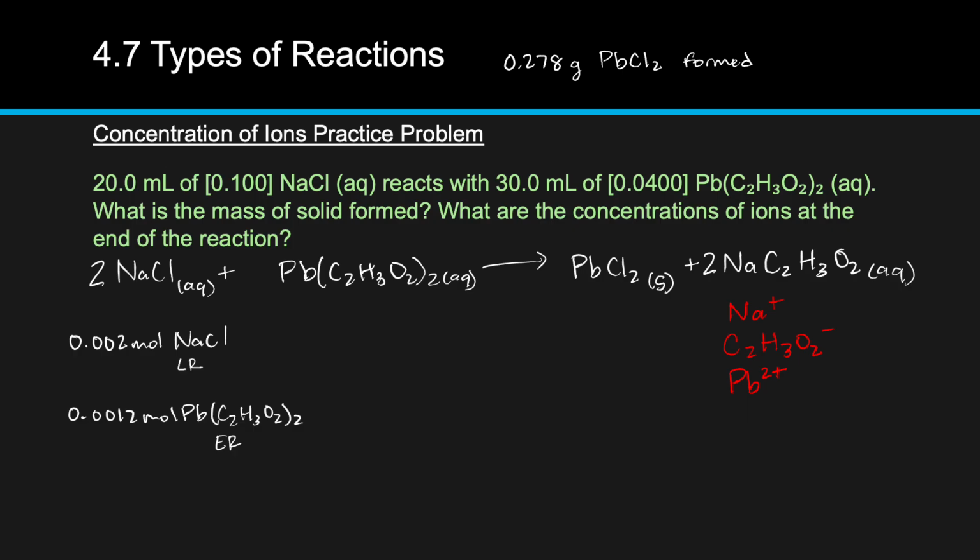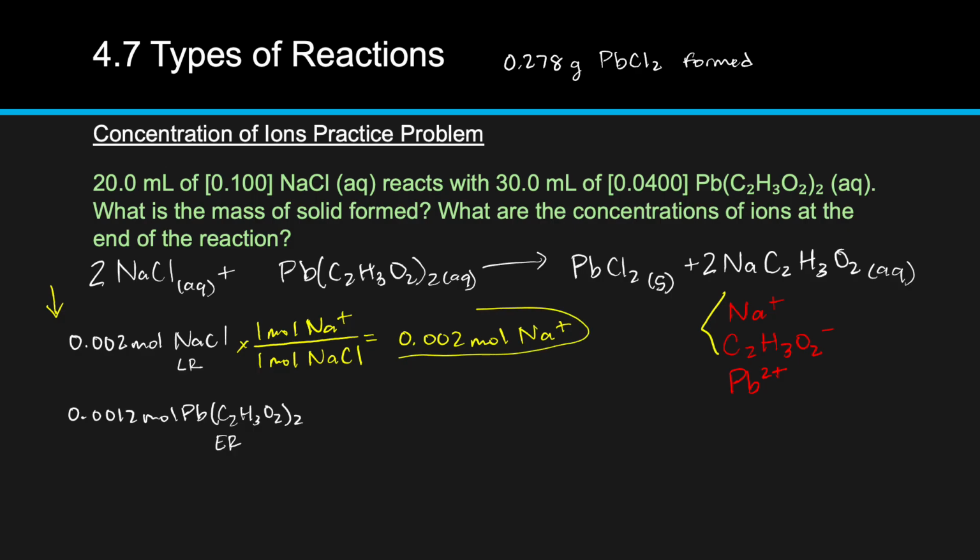So let's start off with the easier of the 3, which are spectator ions. Let's go ahead and solve for those. And because they don't actually change and they're just floating around in the water the entire time, we can just take them from our original moles of our reactants. So first we have 0.002 moles of NaCl. If I want to get my Na plus, I can just say that in 1 mole of NaCl, I have 1 mole of Na plus ions. So that means I'm going to have 0.002 moles of Na plus ions in the reaction beaker, so that's one of them.